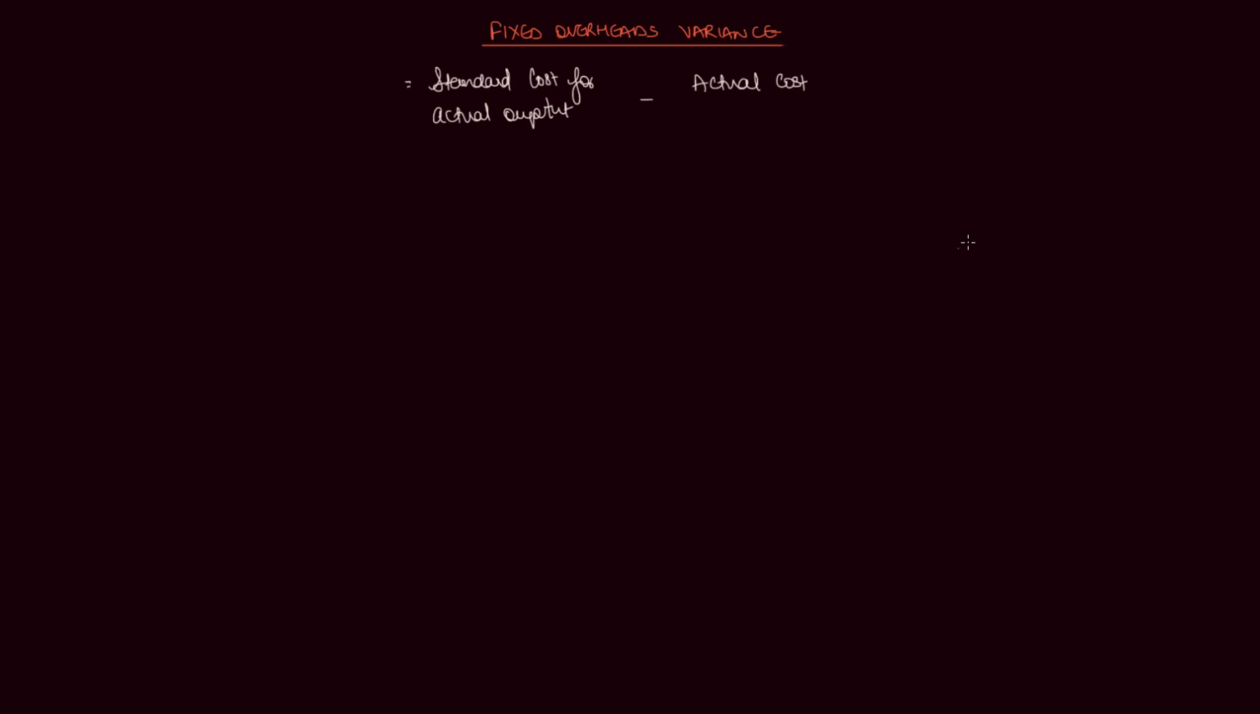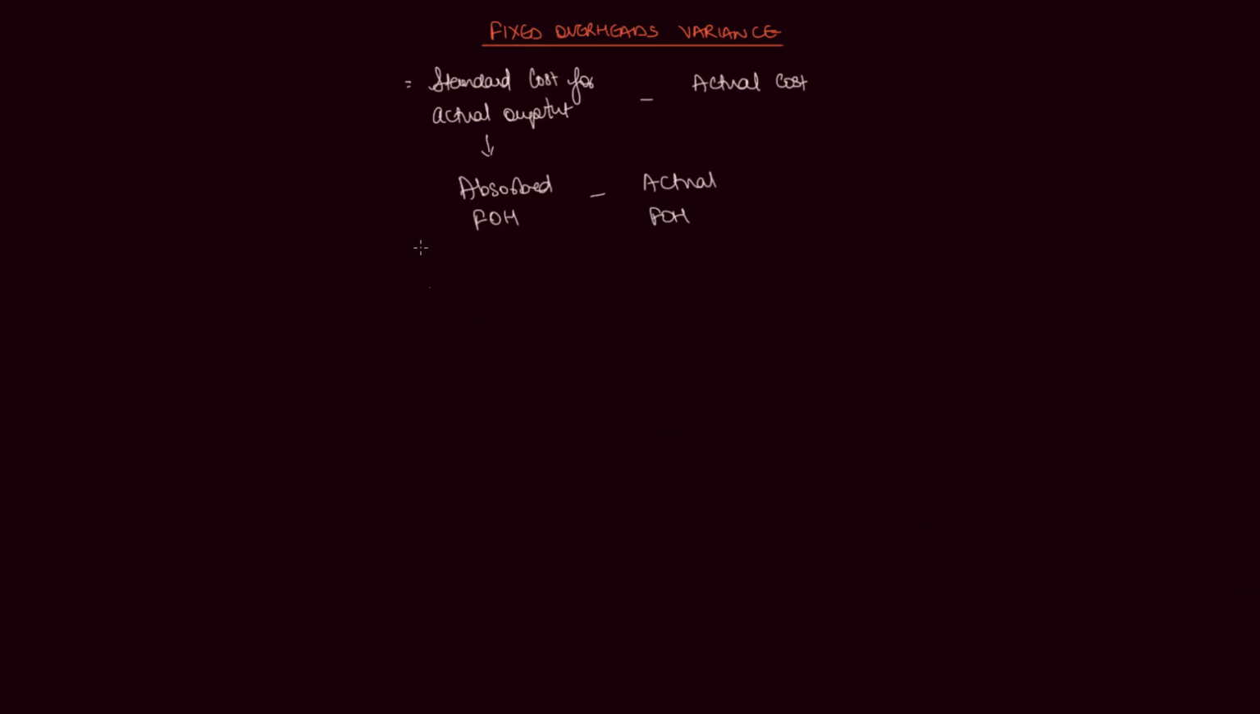Let's learn now how to do the calculations of fixed overheads variance. The overall fixed overheads variance will be calculated in the same way as we calculated the variable overheads variance, which is equal to the standard cost for actual output minus the actual cost. And if you remember, I briefly explained the concept of overhead absorption rate, which is multiplied with the actual output. That's how you get the standard cost for actual output. So in this case also, our overall fixed overheads cost variance will be equal to the absorbed fixed overheads minus the actual fixed overheads.